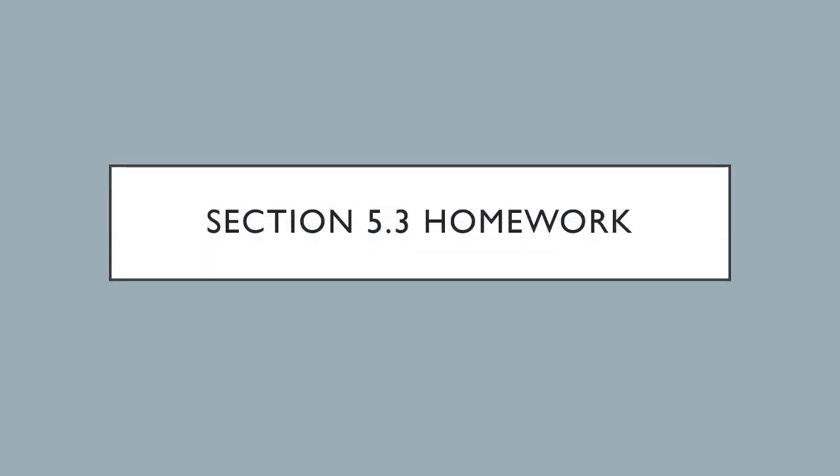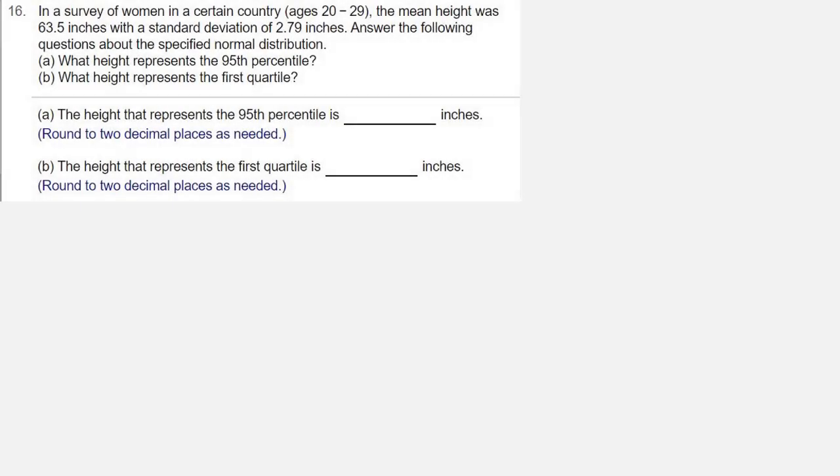We're looking at homework from section 5.3. This is question number 16. In a survey of women in a certain country, ages 20 to 29, the mean height was 63.5 inches with a standard deviation of 2.79 inches. Answer the following questions about the specified normal distribution.